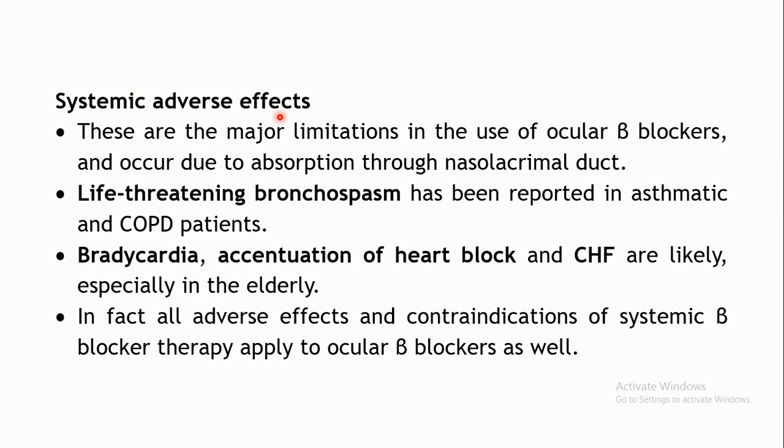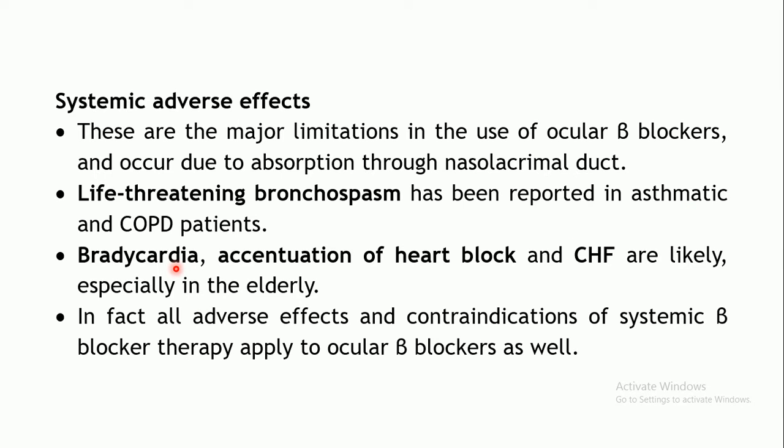Then coming to the systemic adverse effects. Usually certain beta blockers upon prolonged use may get absorbed through the nasolacrimal duct. They may get absorbed systemically. So systemically absorbed beta blockers may precipitate life-threatening bronchospasm, because beta 2 receptors produce bronchodilation, right? So the beta 2 blockade will result in bronchospasm. This can be dangerous in asthmatics or COPD patients.